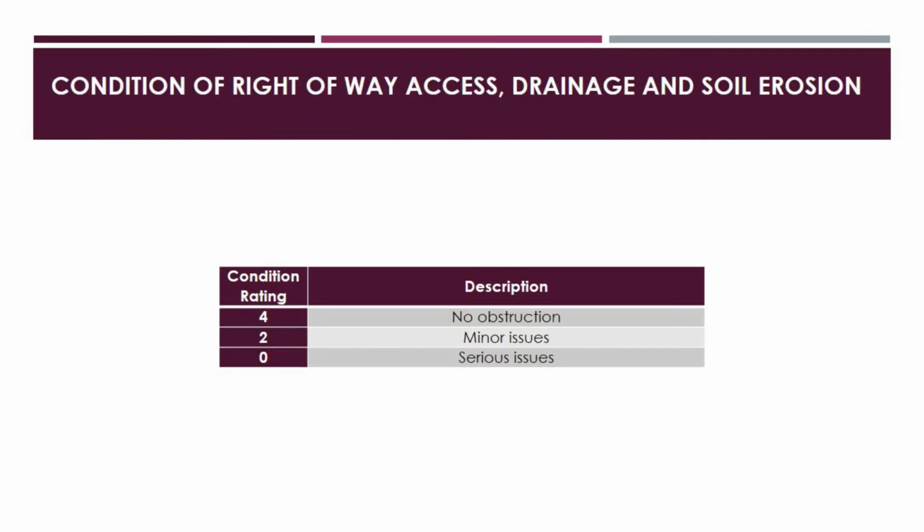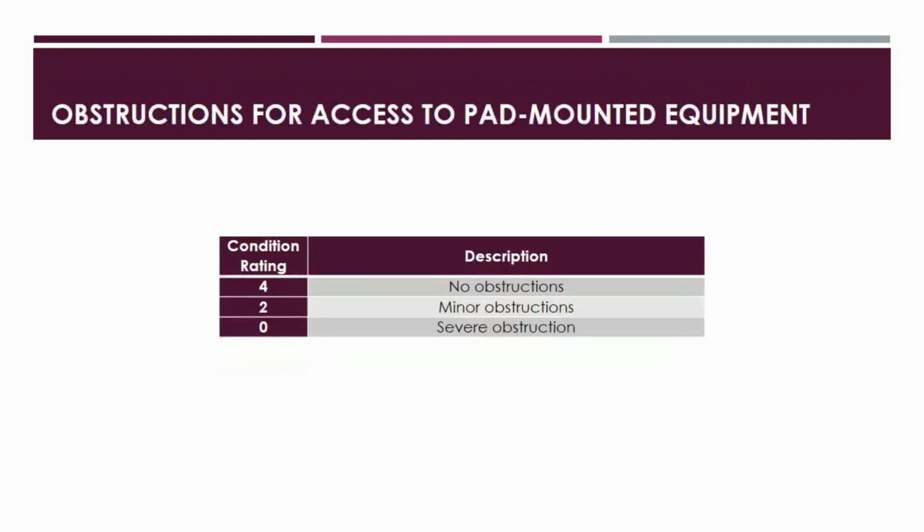Now the sixth category is condition of right-of-way access, drainage, and soil erosion. So for a rating of 4, it means that there are no obstructions to the right-of-way access and no problems due to drainage or soil erosion. For a rating of 2, it means that there are minor issues with respect to access, drainage, and/or erosion. And for a rating of 0, it means that there are serious issues with respect to right-of-way access, drainage, and/or soil erosion.